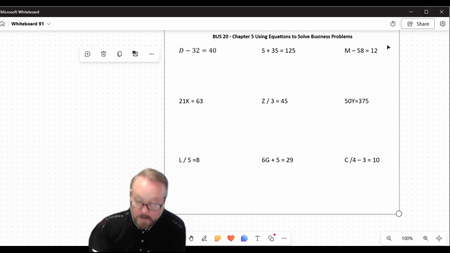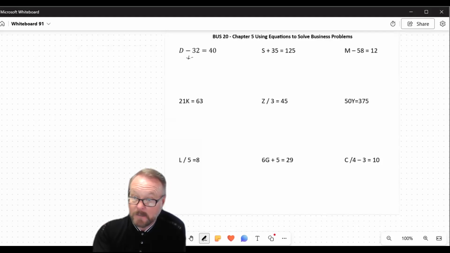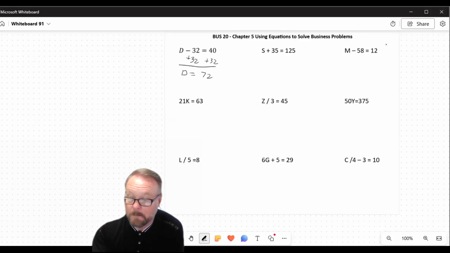As we look at the first problem here, we have D minus 32 equals 40. Again, if we're going to do the opposite, we need to add 32 to each side. So I'm going to do that, plus 32. And if I bring D down, then D equals 72. 40 plus 32 is 72. So I isolated the D. If I go back and put 72 where the D is and minus 32, it would equal 40.